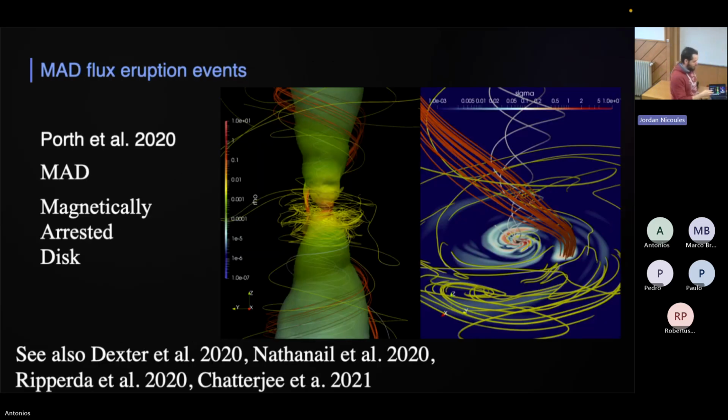So here you can see this again in 3D. Again, you have built your solution. This is 3D GRMHD simulations. And you see you have the solution, and every now and then a flux bundle from the event horizon is expelled inside the accretion disk.